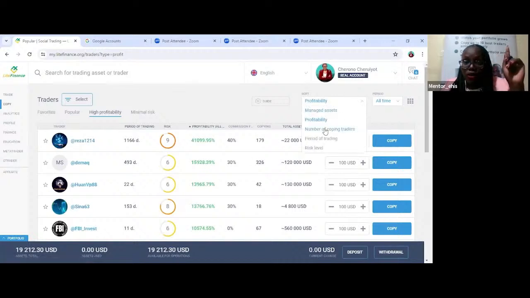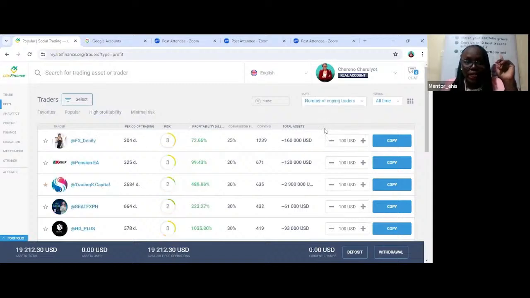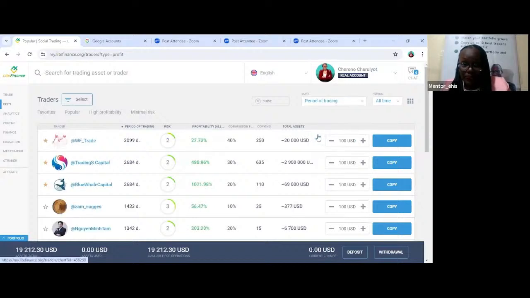When you want to check on the number of copying traders, you click on that and you will see the number of copying traders. Like the first on this list, you would find 1,239 people are copying this person. When you check on the period of trading, here is the one I had mentioned earlier, WF trade. In terms of the period of trading, it comes out first because he has been on the market for 3,099 days.